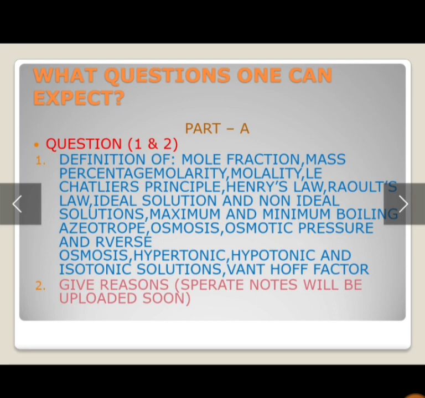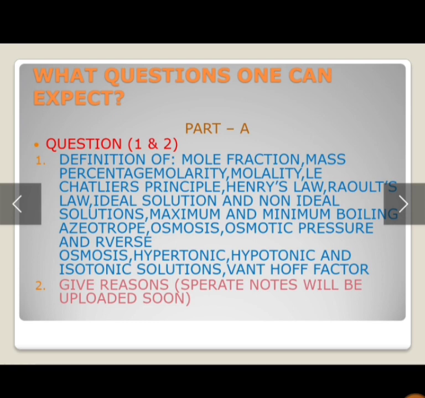Part A, question number 1 and 2 would be asked from solutions lesson. So what are the questions generally asked? Definitions of mole fractions, mass percentage, molarity, normality, the terms which you have already studied in first year as well as you have studied in second year solutions chapter.